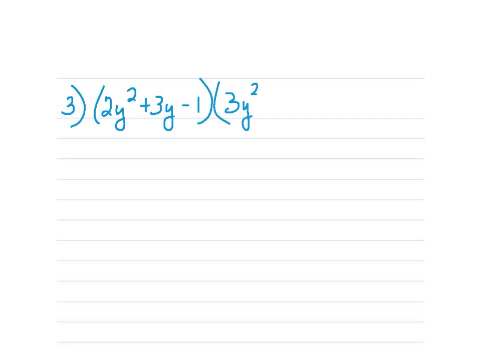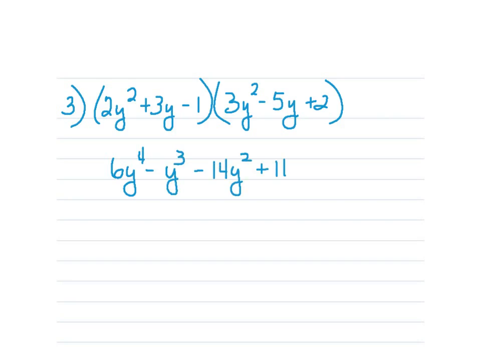Okay, number 3, use distributive property to multiply 2 trinomials on your own. We have 2y squared plus 3y minus 1 times 3y squared minus 5y plus 2. Please pause the video, work out this problem using distributive property, and then hit play again to check your answer. The answer is 6y to the 4th minus y cubed minus 14y squared plus 11y minus 2.